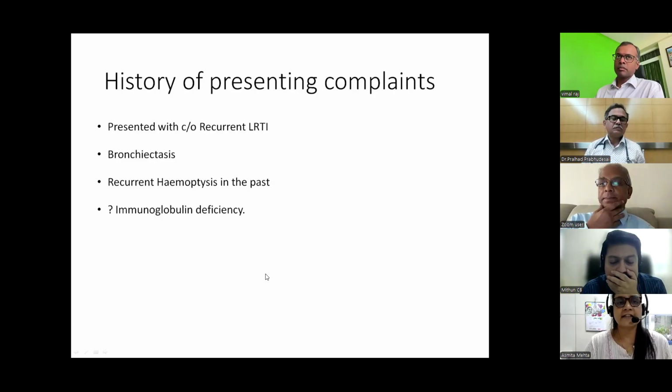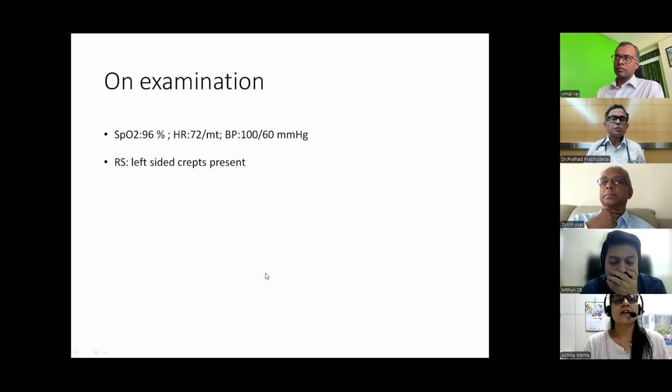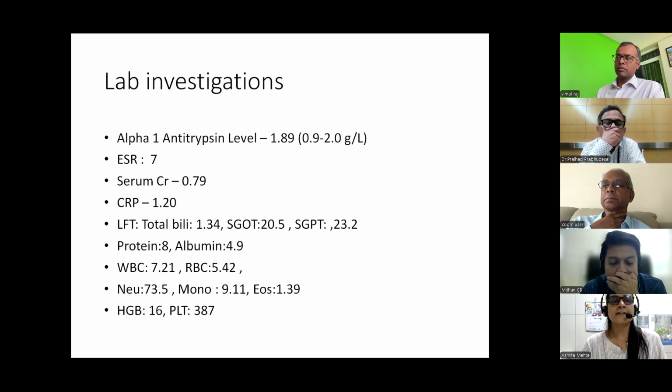This time we have CT scan images, which Vimalraj sir will show to you. His saturation was 96%. Left-sided crepitations are what I found at present. Right side normal vesicular breath sounds, nothing else. I sent alpha-1 antitrypsin this visit because I wanted to rule out any other congenital causes. He already had congenital heart disease, but that is within normal limits. ESR, CRP, everything is normal.